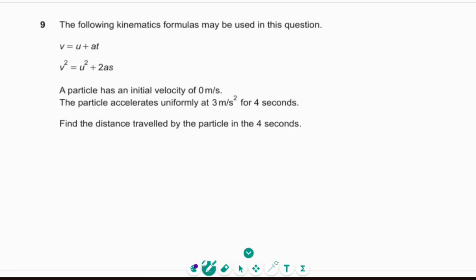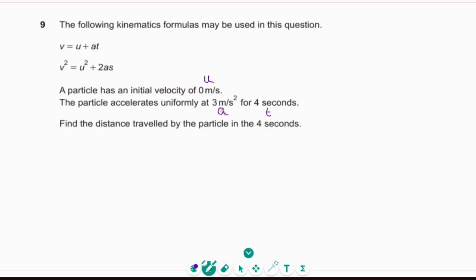The following kinematics formulae may be used in this question: v equals u plus at, v squared equals u squared plus 2as. A particle has an initial velocity of 0 metres per second. Initial velocity is u. The particle accelerates uniformly at 3 metres per second squared, so that's a, for a time of 4 seconds, which is t. Find the distance travelled by the particle in the 4 seconds.